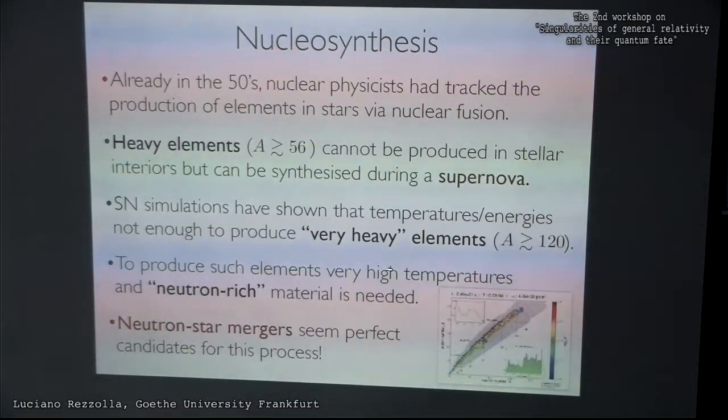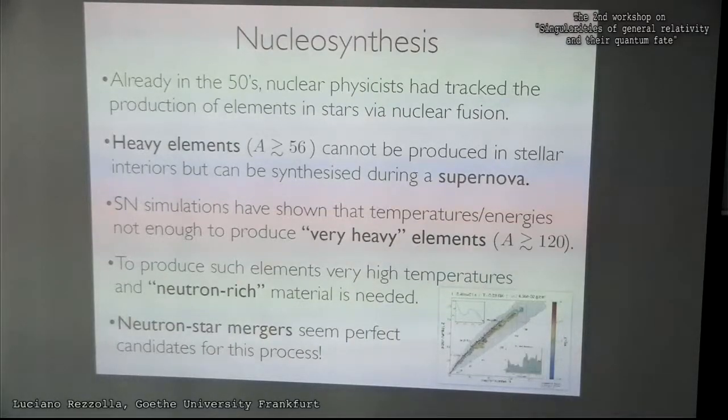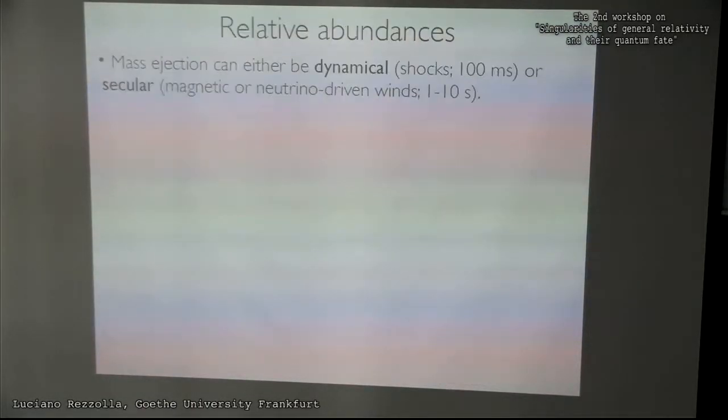The reason is that you need to start with something which is already very neutron-rich. But a supernova is not yet neutron-rich. In fact, it's just producing a neutron star. And you need very high temperatures, which again are not found in supernova explosions. So what you need is actually a neutron star merger. Seems the perfect way. You're already starting with all the right ingredients. The recipe seems perfect.